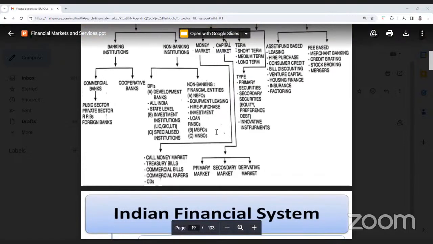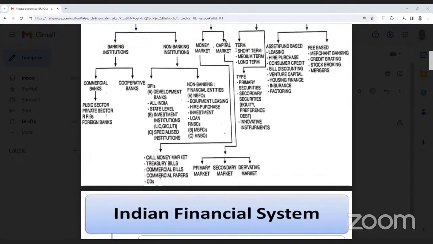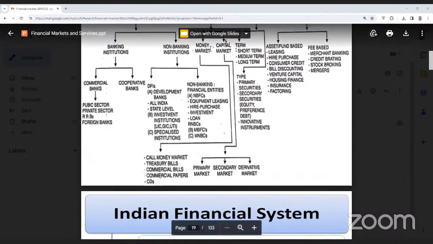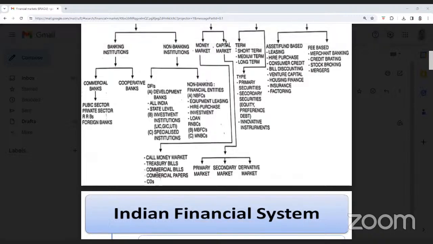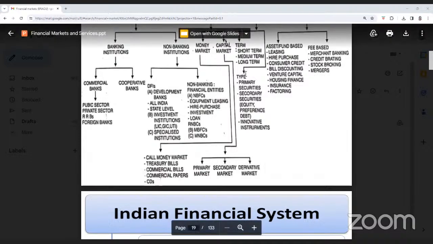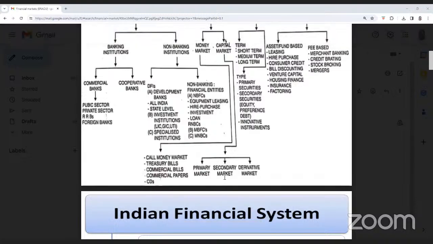Now, financial markets. In financial markets, we have the money market and the capital market. The money market includes the call money market and the treasury market. In the money market we have treasury bills, commercial papers, and CDs. And the next is the capital markets: primary market, secondary market, and derivatives.